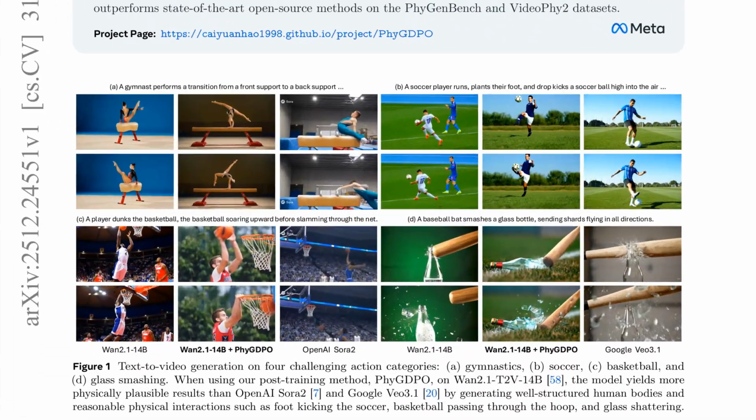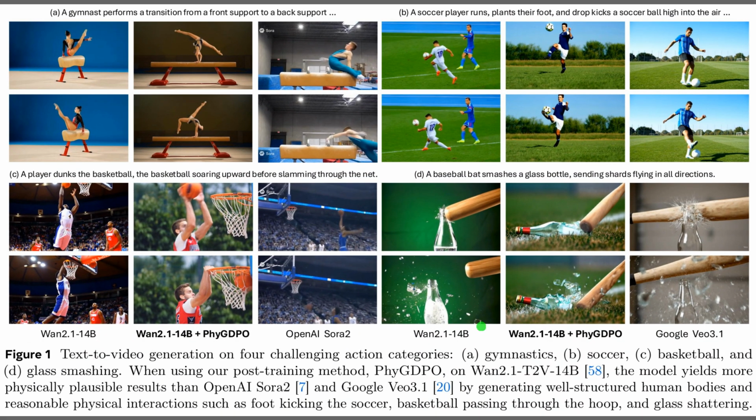Figure 1 highlights the physics gap by comparing generated videos in 4 scenarios: gymnastics, soccer, basketball, and glass smashing. Standard models, shown in the outer columns, often fail at basic interactions, like a foot missing the soccer ball or a body bending unnaturally. However, the center columns display the proposed PhyGDPO method. It successfully enforces physical laws, ensuring the basketball cleanly enters the hoop and the glass shatters with realistic debris distribution, outperforming even commercial tools like Sora 2.